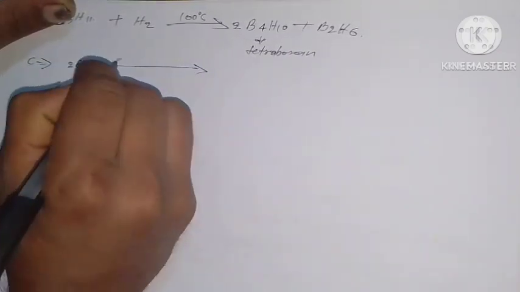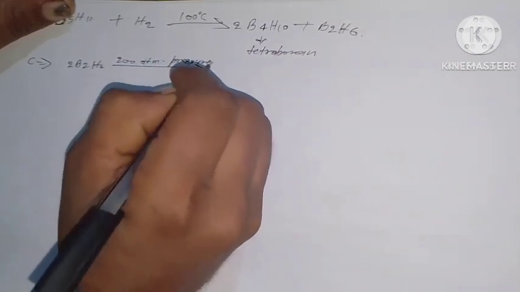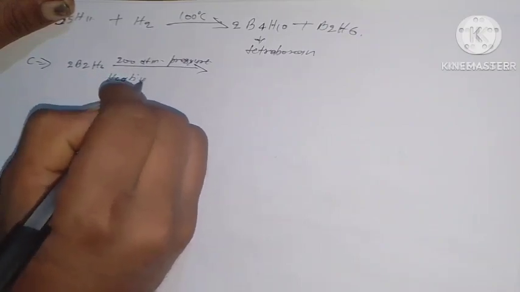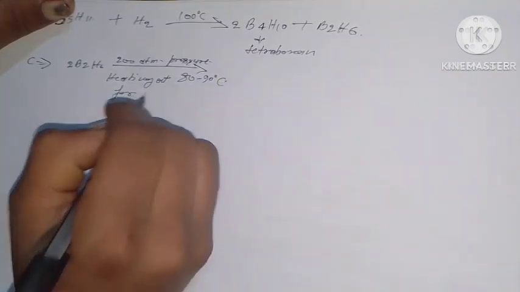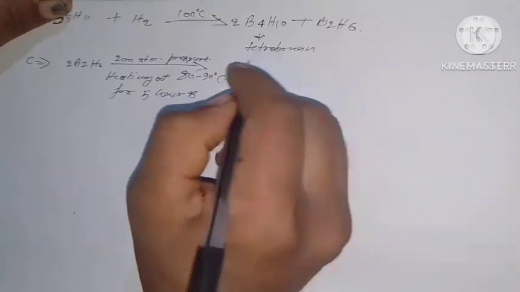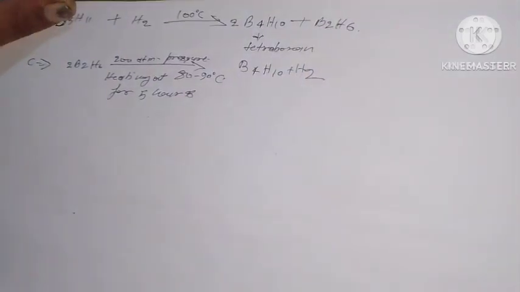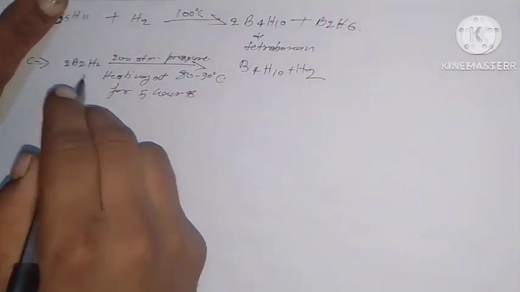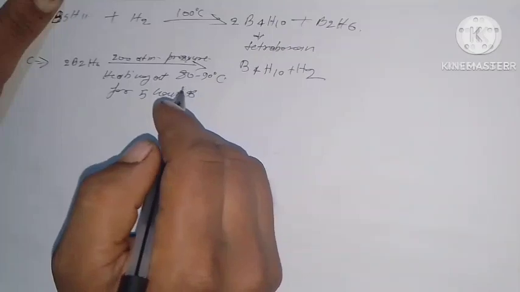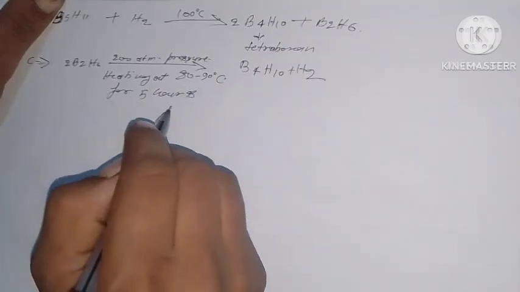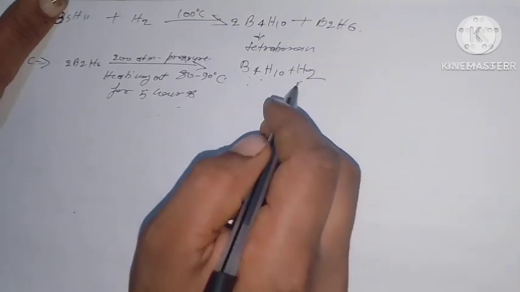Point C: 2B2H6 at 200 atm pressure and heating at 80 to 90 degrees Celsius for 5 hours makes B4H10 plus H2. That means if we heat diborane B2H6 at 200 atm pressure and 80 to 90 degrees Celsius for 5 hours, it makes B4H10 plus H2, that is, tetraborane plus hydrogen gas.